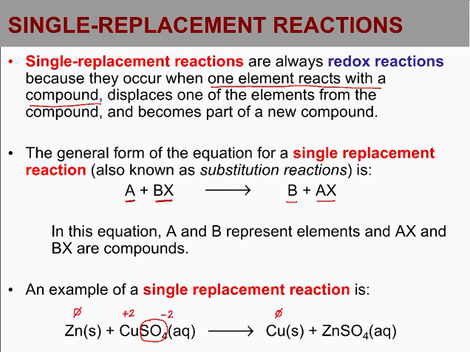And then zinc has replaced copper. So now zinc has a +2 oxidation number. And then this sulfate polyatomic ion still has an oxidation number of -2, which is equal to its charge. So zinc and copper definitely transferred electrons in this case. Zinc went from 0 to +2, and copper went from +2 to 0. So that is definitely a redox reaction.